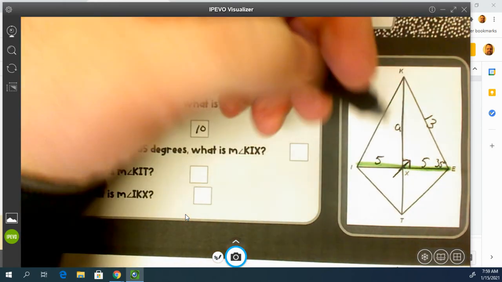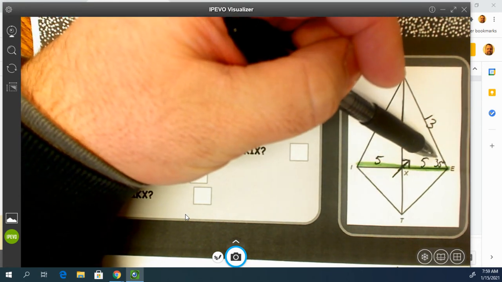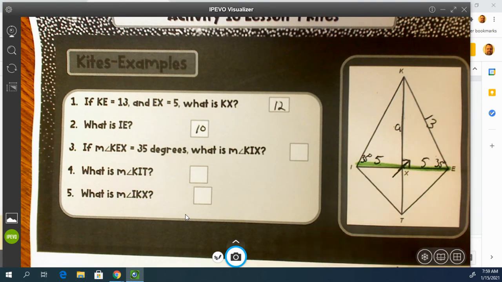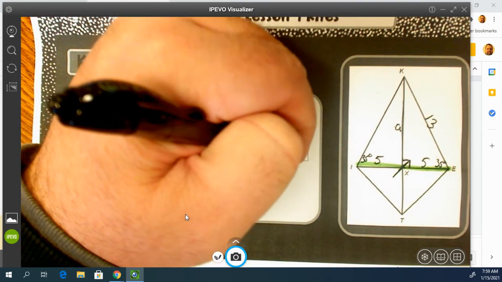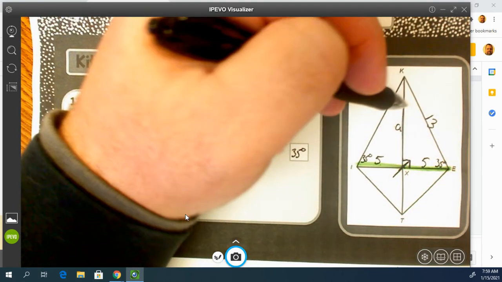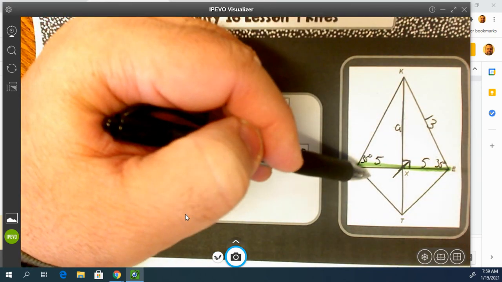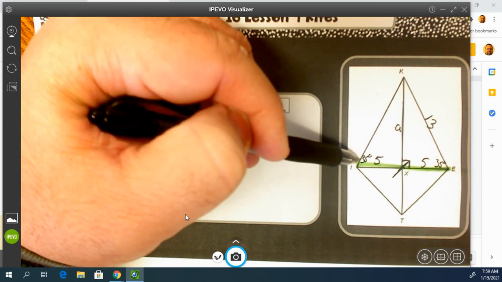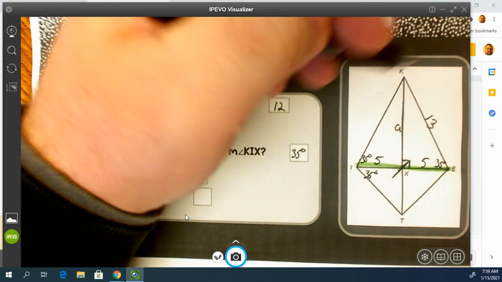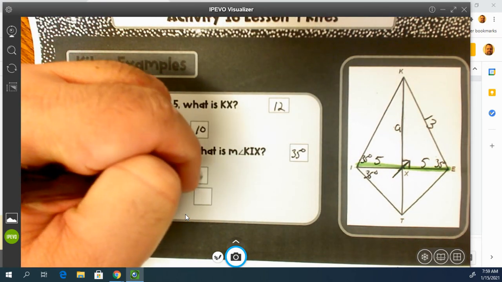What is this right here? Well, if these opposite angles are the same, this is 35 degrees, then this also has to be. So see how everything is balanced on both sides of a kite? What is KIT? Well, remember, these angles are bisected. So if this up here is 35, then this down here has to also be 35. So the total, KIT, is both of these angles put together, 70.